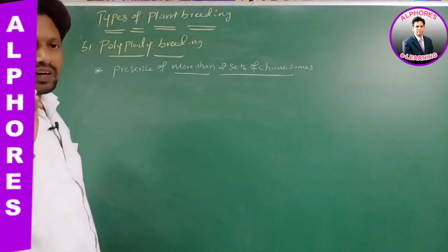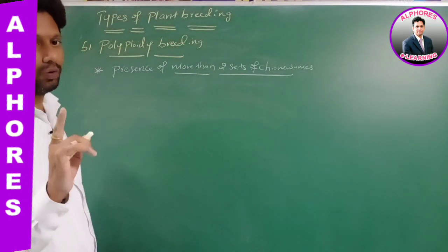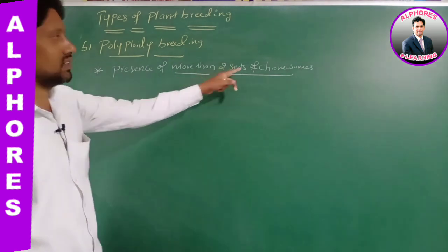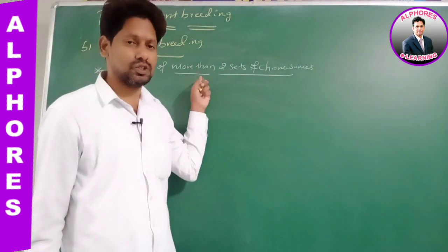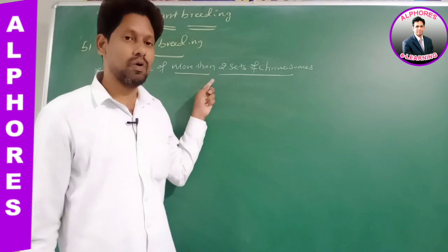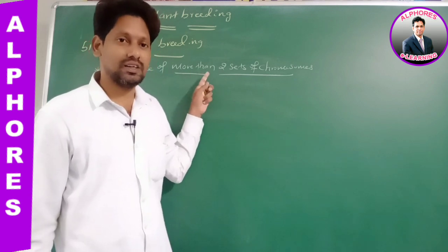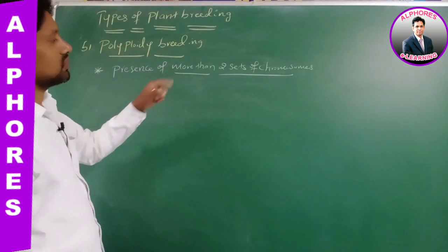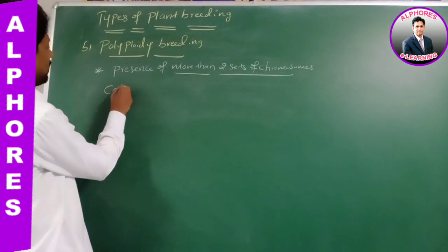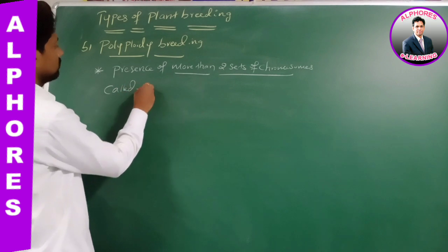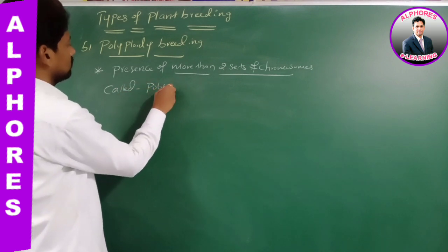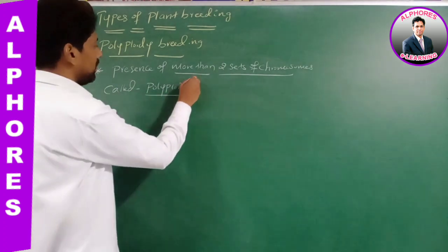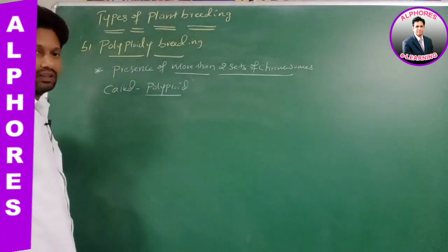One set of chromosomes is one genome, and two sets of chromosomes are two genomes. More than two sets of chromosomes means more than two genomes. Yes or no? The presence of more than two sets of chromosomes is called polyploid. Is it okay?